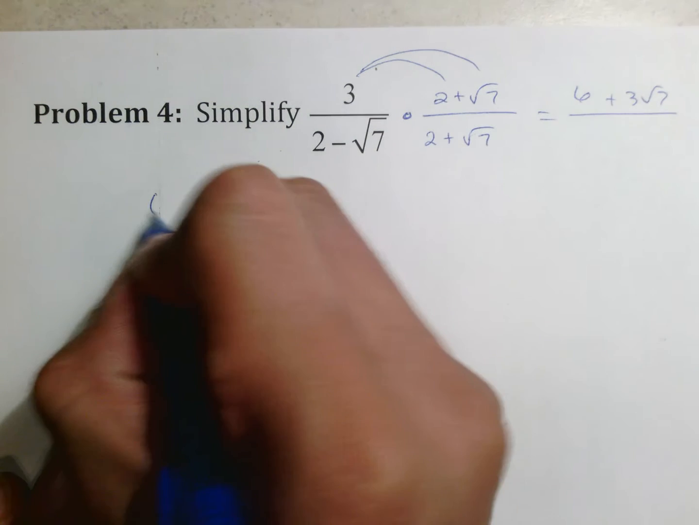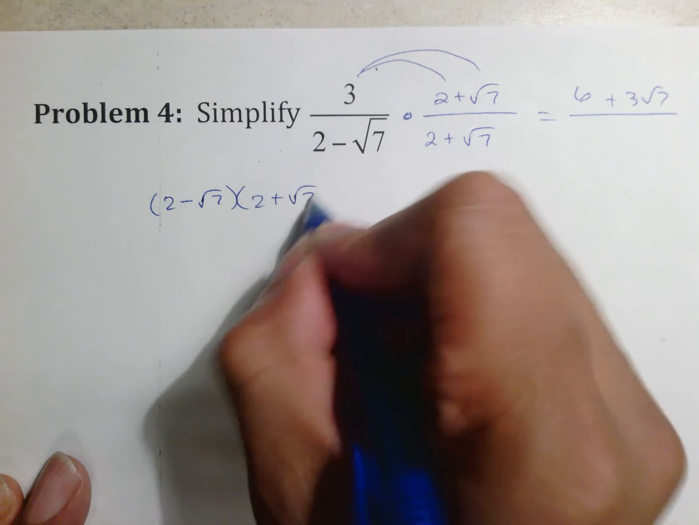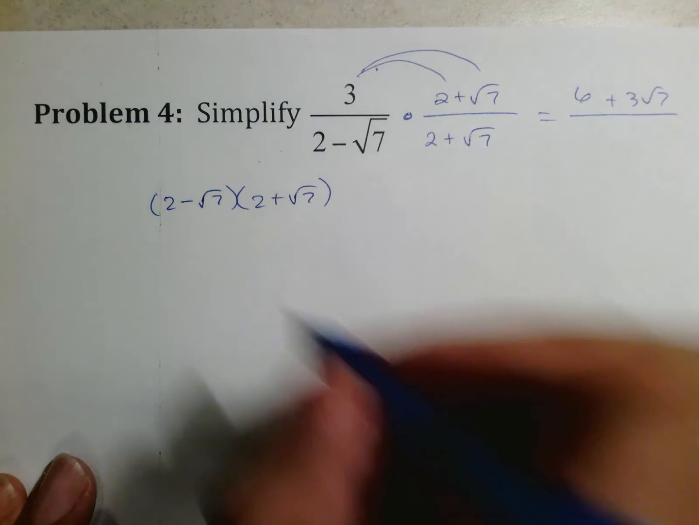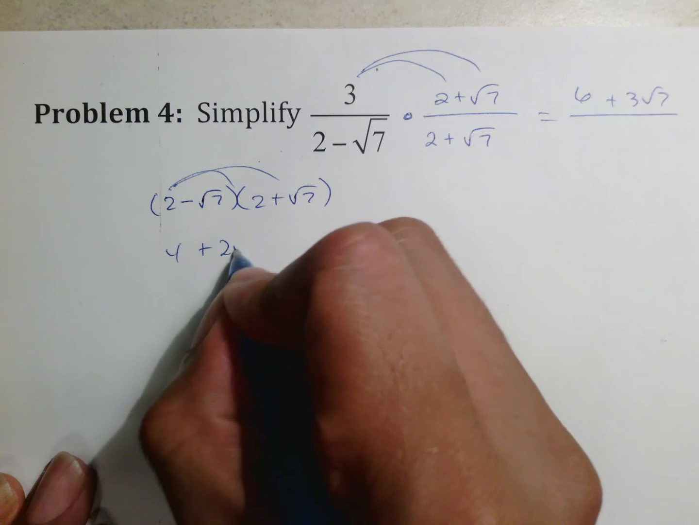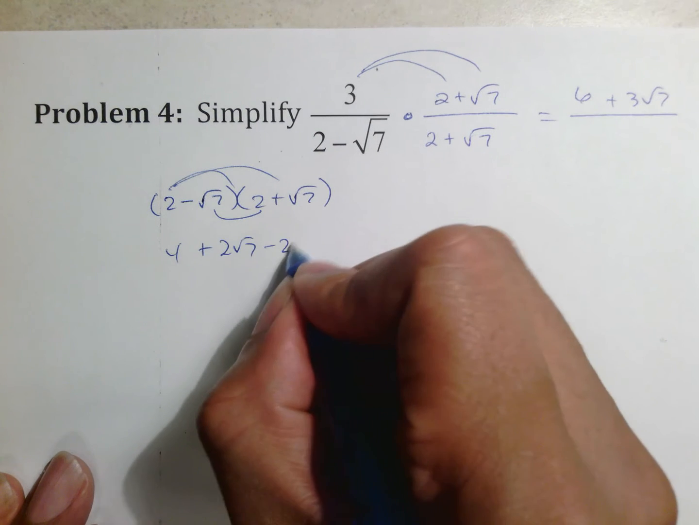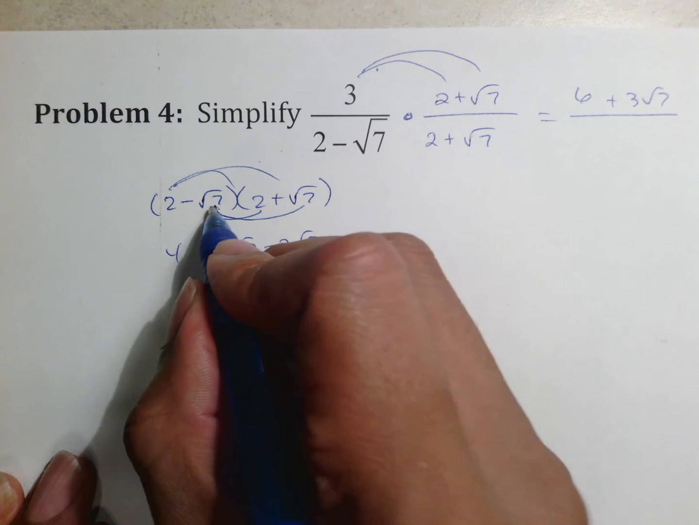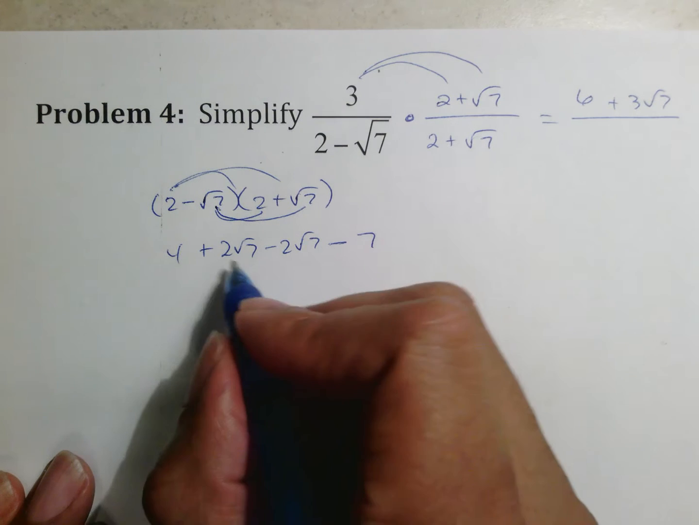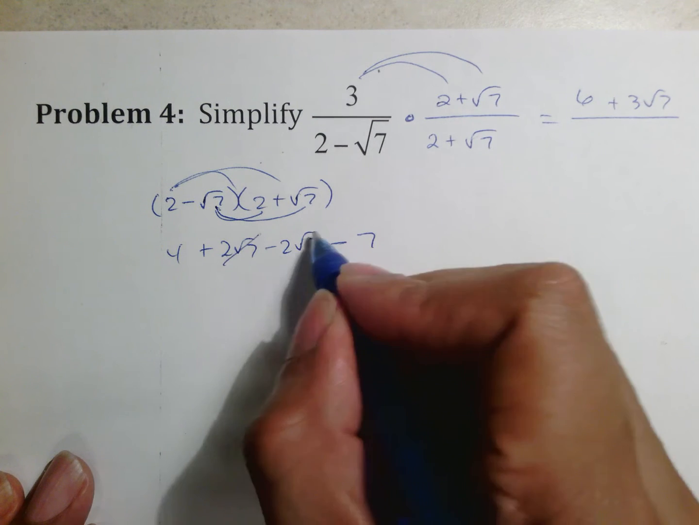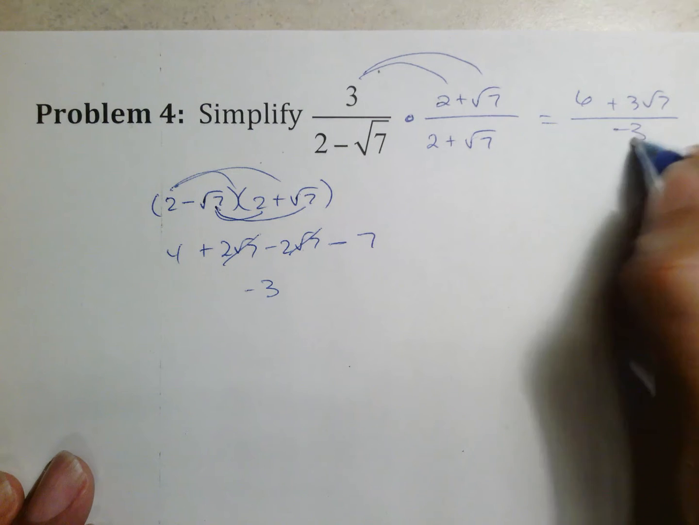Take these two things off to the side and work them out. Again, you should notice from the last part that it's not that hard. 2 times 2 is 4. 2 times root 7 is plus 2 root 7. This is minus 2 root 7, and root 7 times root 7 is 7. Notice 2 root 7 and negative 2 root 7 cancel out. 4 minus 7 is negative 3.